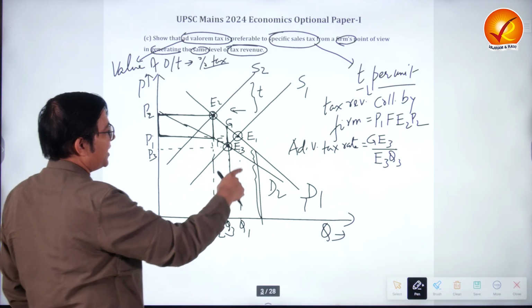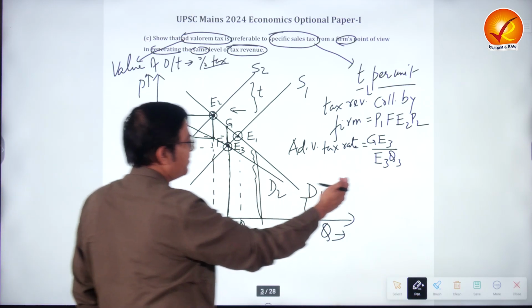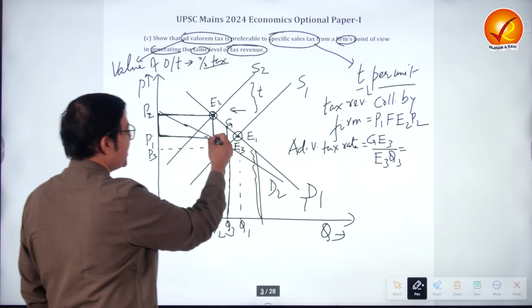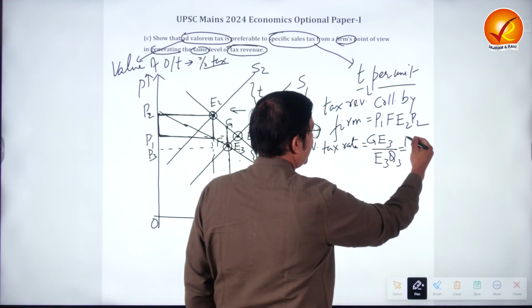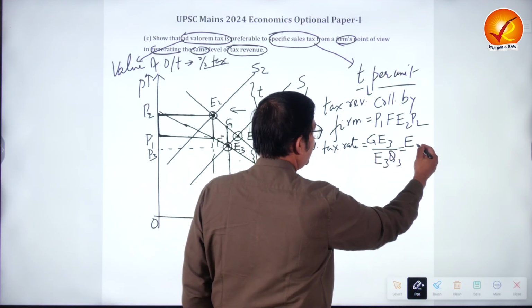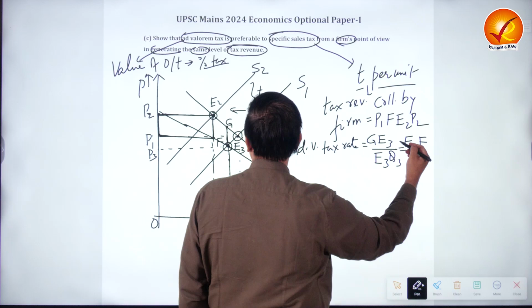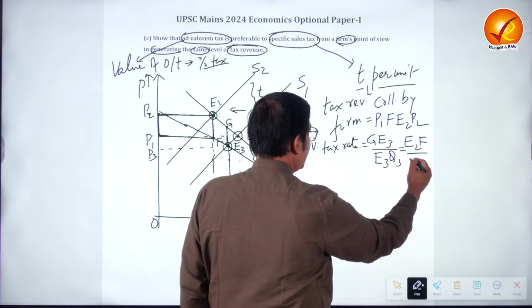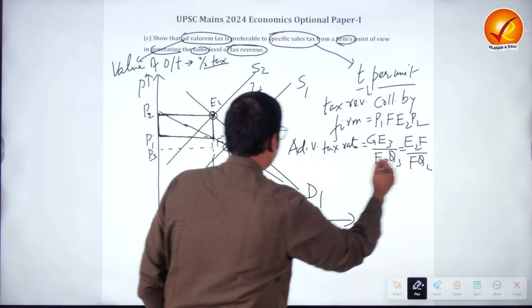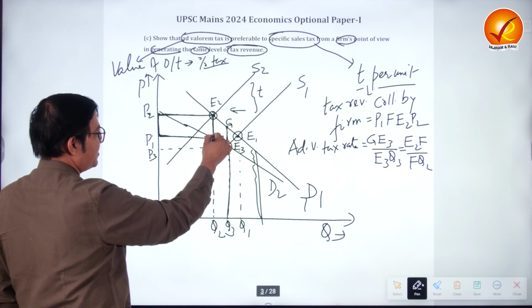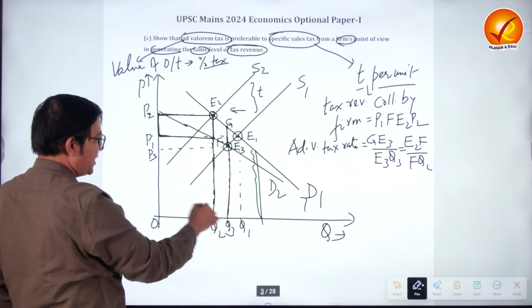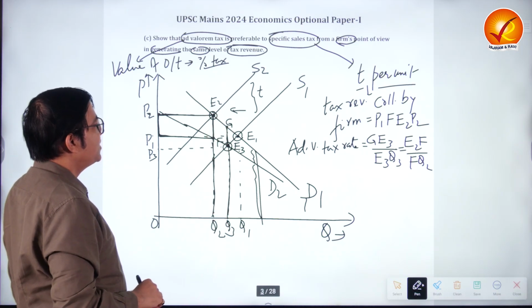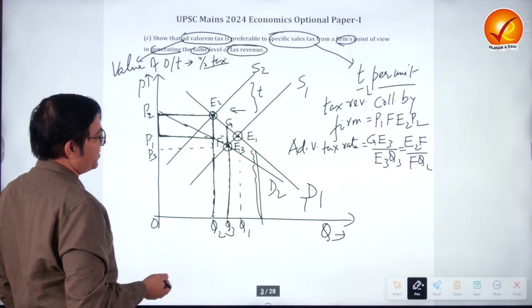By that logic, the ad valorem tax rate will be the same even if we are at point F. So you can say it is equal to E2F divided by FQ2. We are talking about this divided by this entire part, the FQ2. And that will take you to the answer basically.